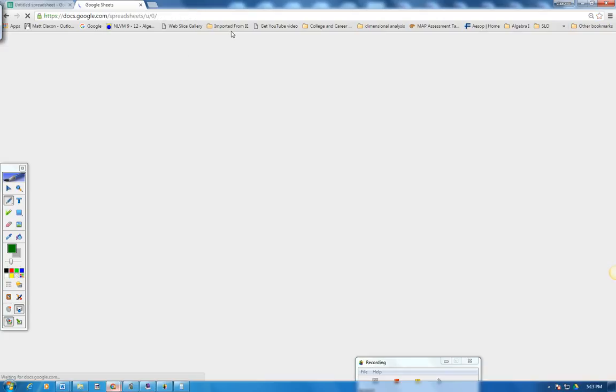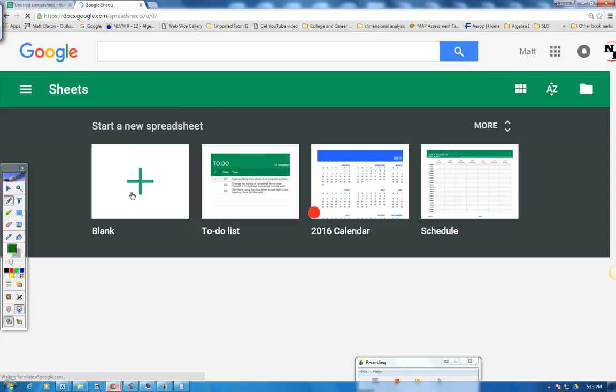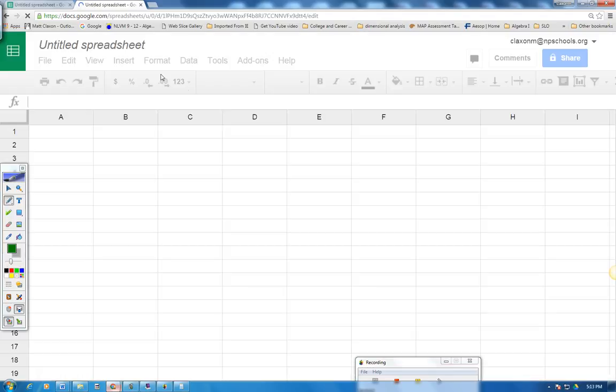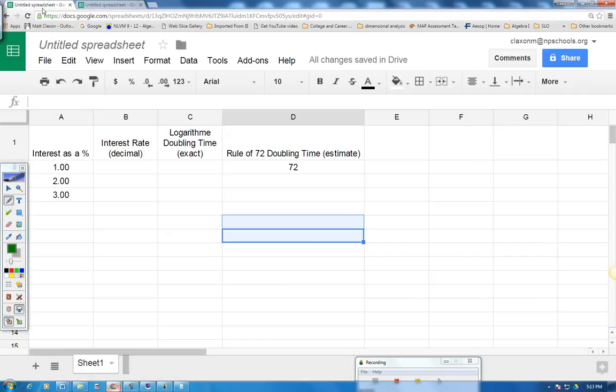Okay, once you've clicked on Sheets, you're going to have an option. You can choose a blank sheet. Okay, and I've kind of already started what I want you to do here. You use a blank sheet. I've entered in some information here. The interest as a percent, notice how I just wanted the number of the percent. The interest rate as a decimal, I would enter in 0.